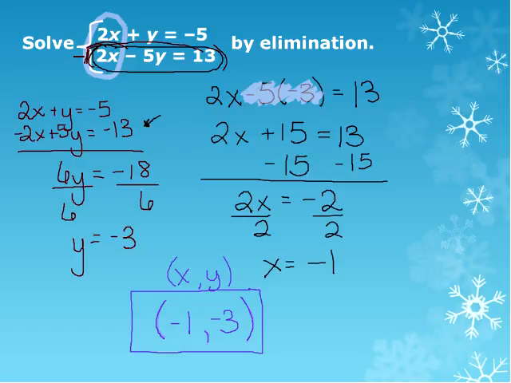All right, any questions with that one? So that one was slightly more challenging because we did have to multiply our equation by -1 before we could add them.